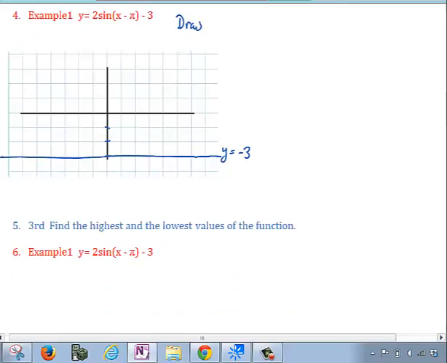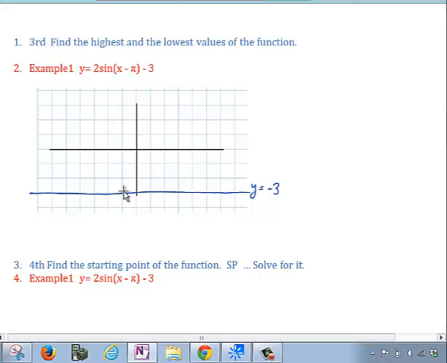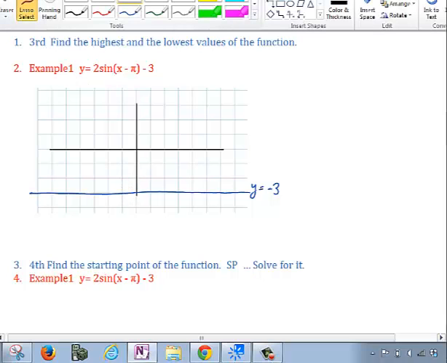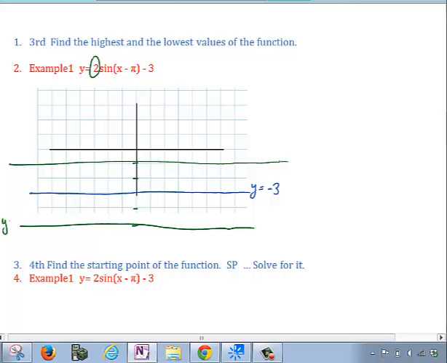The next step says, find the highest and lowest values of the function. The amplitude tells us that the function goes up and down 2 from the midline. So we're going to count 2 units up, and this green line represents the highest the sine function will go. And then we're going to count down 2, and you can see I'm off the grid, but that will be the lowest value. And we label those y equals -5, y equals -1.